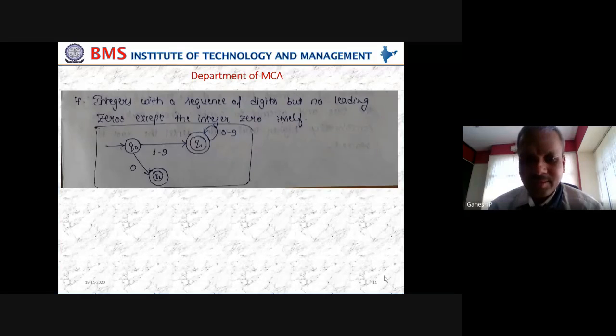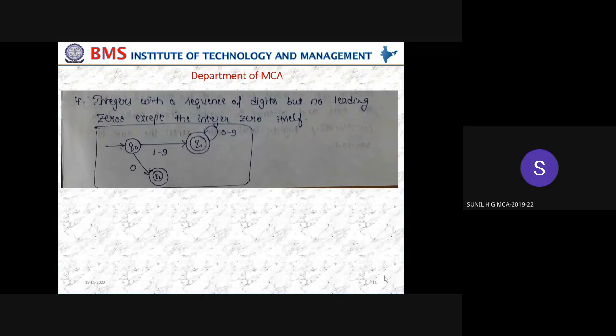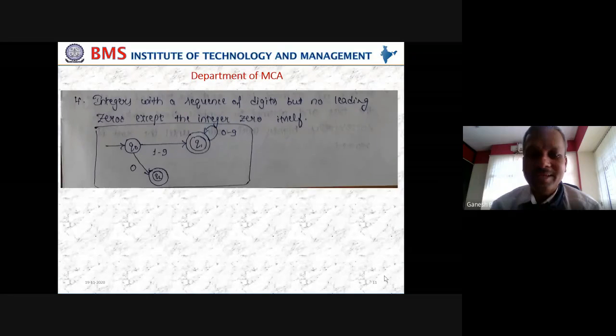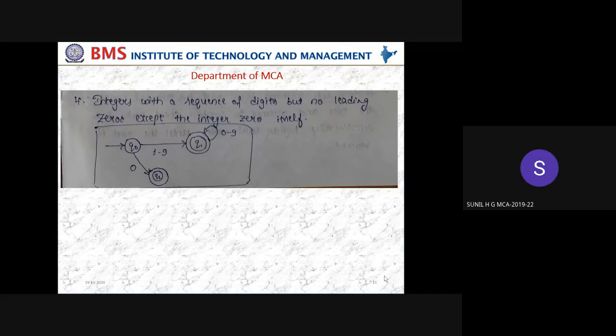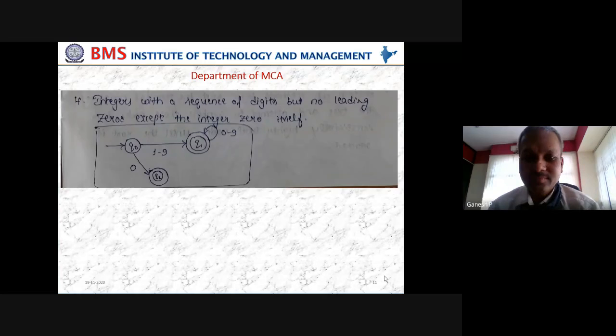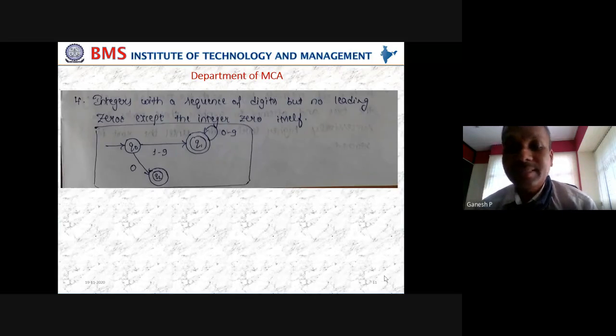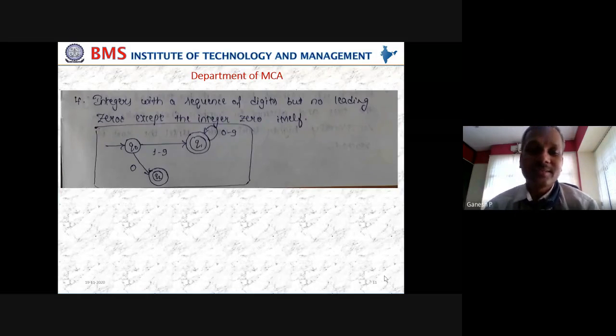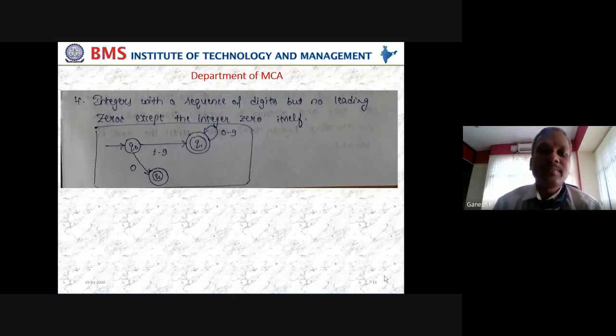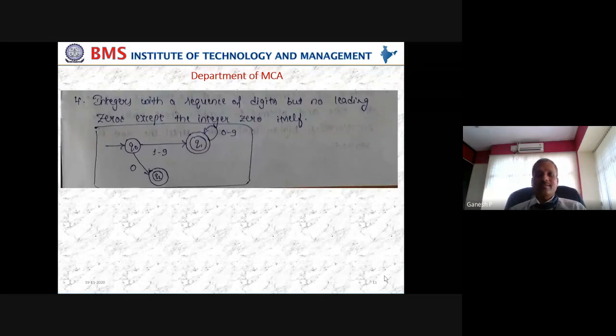Now it's valid. If I give 0, 25, is it valid? No, sir. If you take 0 firstly, it will not go to Q1 only. So it is invalid. We want that only, no? Yes, sir. If I give 205, it will take. So that means in between I can have zeros. Only leading zeros should not be there, but single 0 is valid. So that is the constraint. Because of the constraint, we have to make this complication. That is two final states for this diagram. So for this requirement, okay.